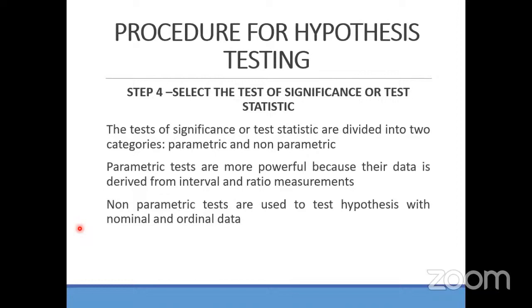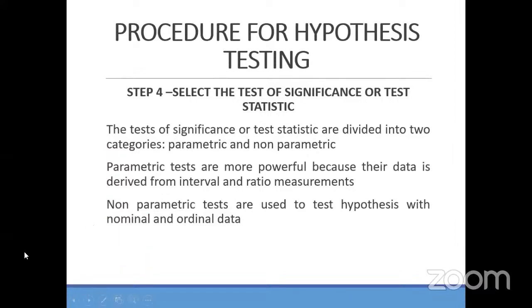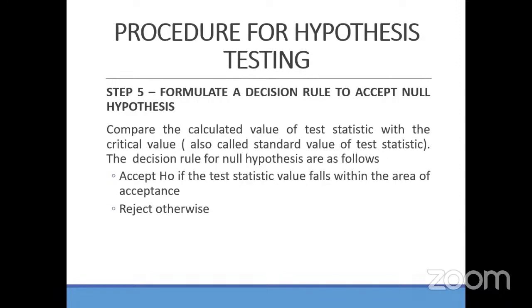The next part is the fifth step. The fifth step is to compare. Compare what? Compare the calculated value and the tabulated value. So the fifth step is to compare these two values. One is calculated and the other is tabulated.